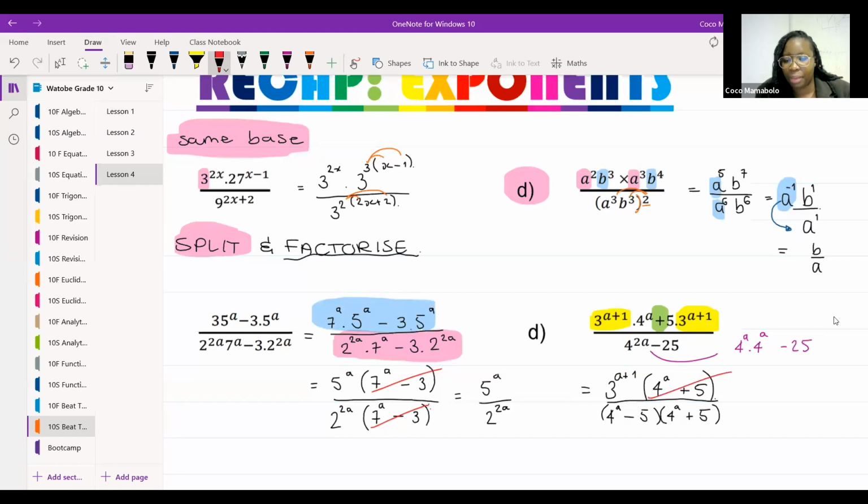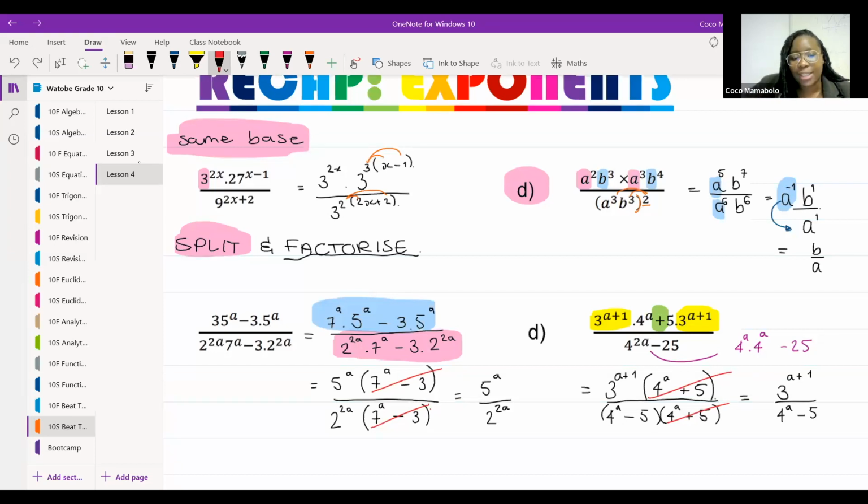The 4 to the power of a plus 5 and the 4 to the power of a plus 5 are common. So my final answer will be 3 to the power of a plus 1 over 4 to the power of a minus 5. And I'm going to ask again, guys, can I do this? Can I cancel the a and the a? Absolutely not. And the reason for that is because we do not have the same base.